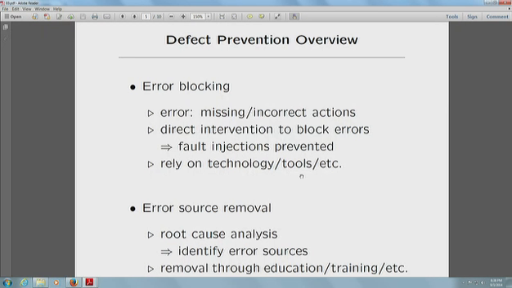So in this case, because this error is a missing or incorrect action, this missing action will be automatically provided. So you won't have that missing action anymore. Of course, then you say, okay, can I do this for every kind of error? Probably not. But for some small percentage of the errors, we may have a tool to do this.